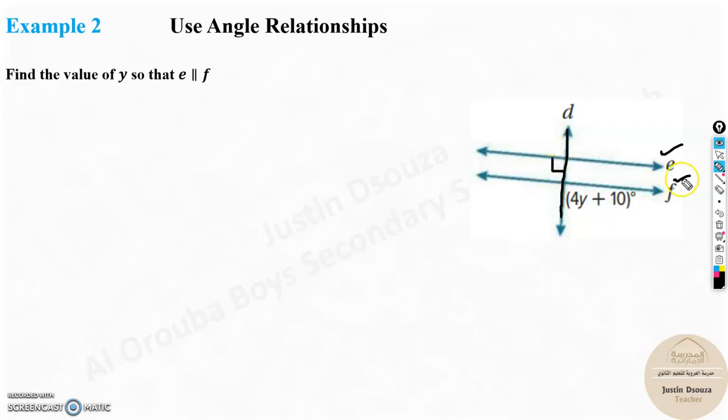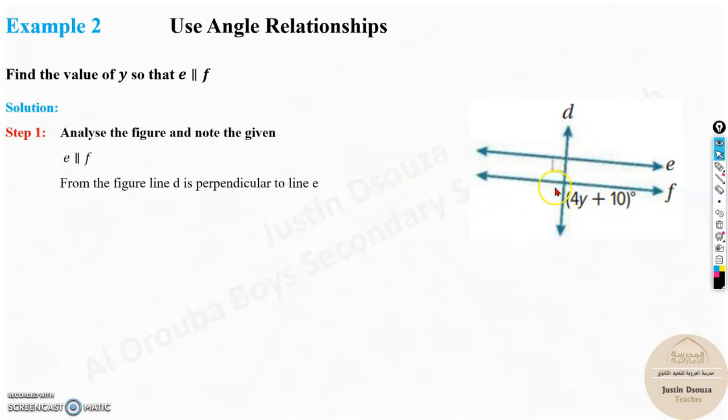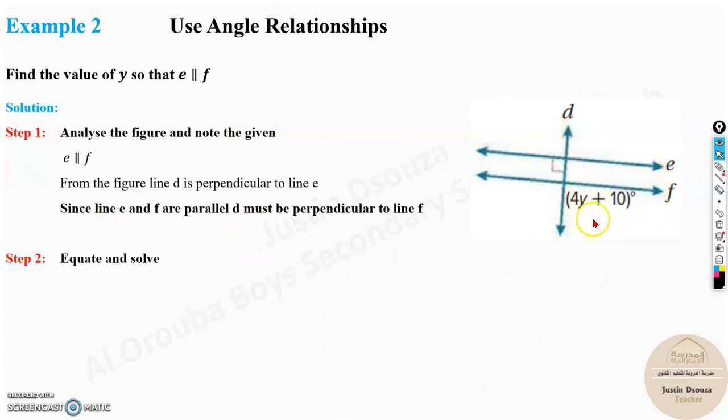If this is perpendicular and E and F are parallel, then we know this will be perpendicular even to the other line, because these both are parallel lines. They have the same slope. So now we can realize that even over here it must be perpendicular. So let us solve this now. By analyzing the figure, we realize that these both are perpendicular over here as well. From the figure, line D is perpendicular to line E. Since E and F are parallel, D must be perpendicular to the line F.